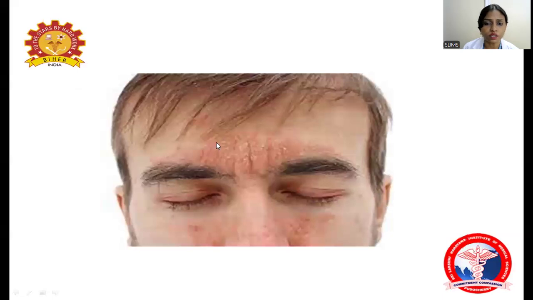This image shows the involvement of the seborrheic areas in the face of an adult, the T areas of the face, that is the area above the eyebrows, the bridge of the nose, and the paranasal areas, where you can see erythema, scales, papules, and crusting.